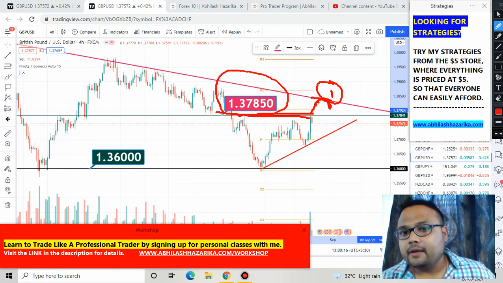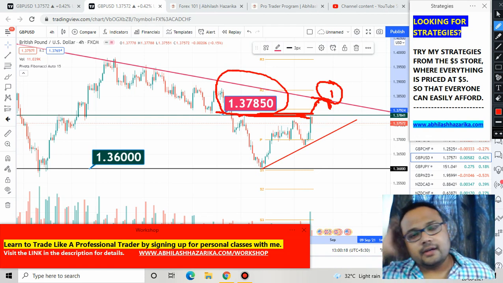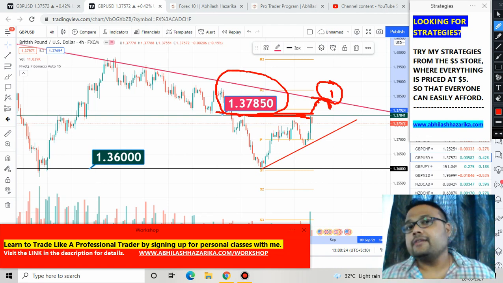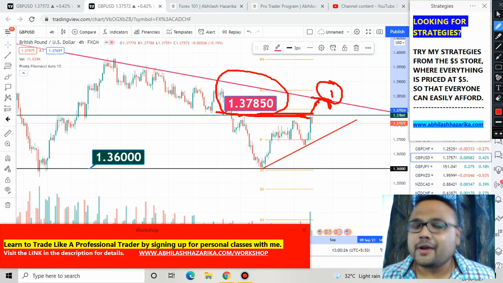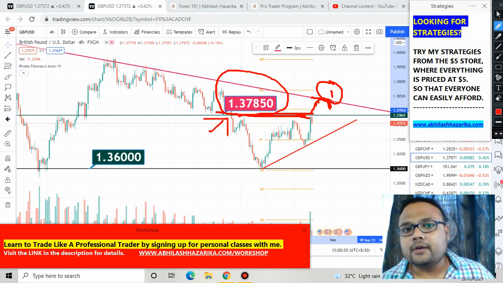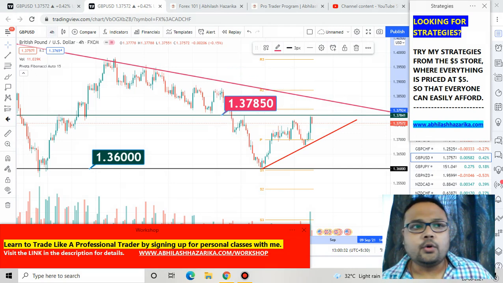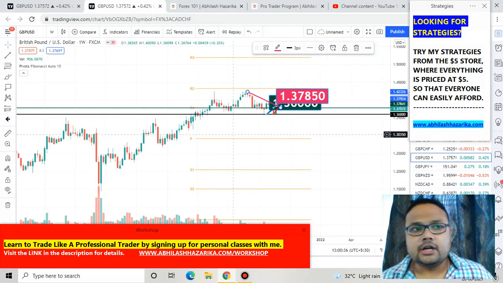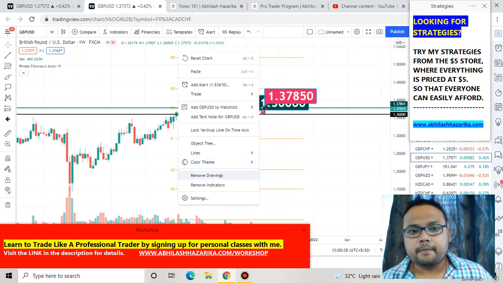I have been drawing this line on the charting platform for the last couple of days, because this line, 1.3785, is also an important level for the market. And to understand the importance of this particular level, we need to go to the weekly chart. We need to go to the weekly chart of GBP USD.